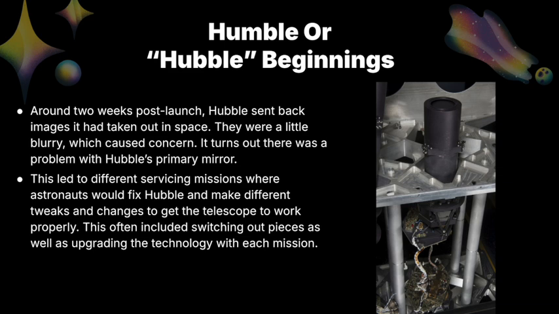So this led to different servicing missions where astronauts would basically go back out into space and fix Hubble and make different tweaks and changes to get the telescope to work properly. This often included switching out pieces as well as upgrading the technology with each mission, because as time went by, technology was getting more and more advanced, and so they were trying to make Hubble essentially the best working telescope it could be.